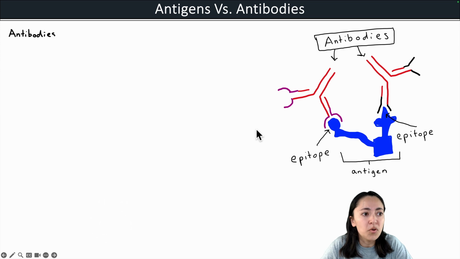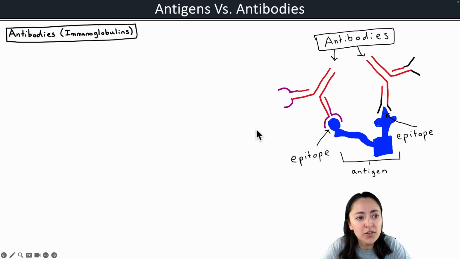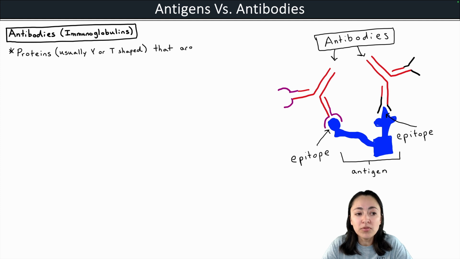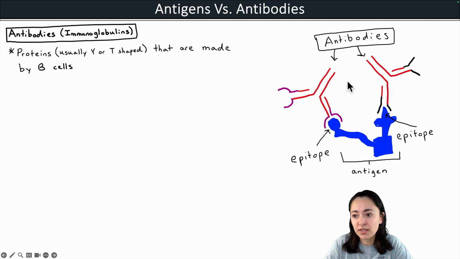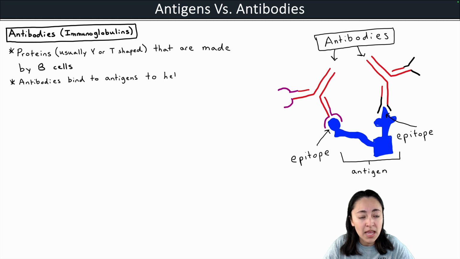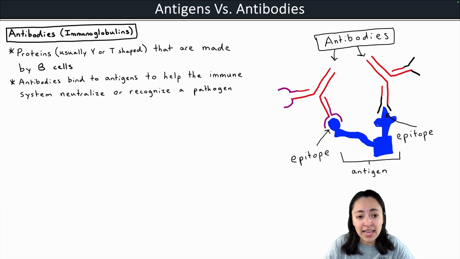Now let's talk a little bit more about antibodies. Antibodies are also known as immunoglobulins. They are proteins, usually Y-shaped or T-shaped. Here you can see two Y-shaped antibodies. Your antibodies are made by specific lymphocytes called B cells. Antibodies bind to antigens to help the immune system neutralize or recognize a pathogen.